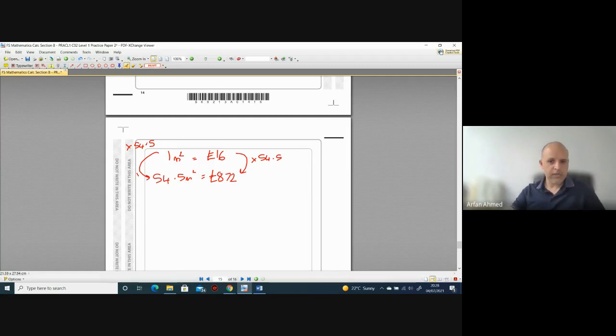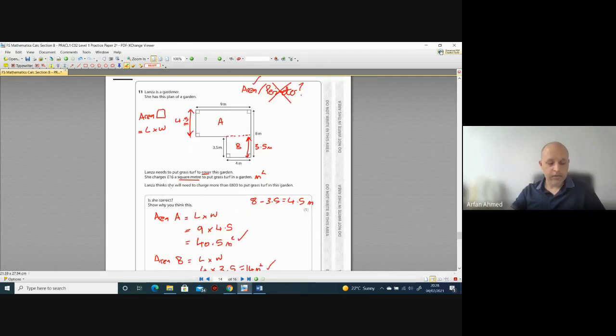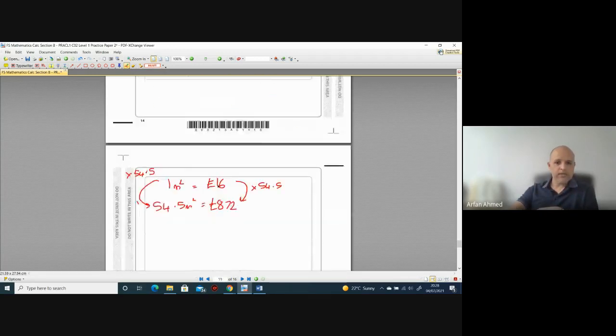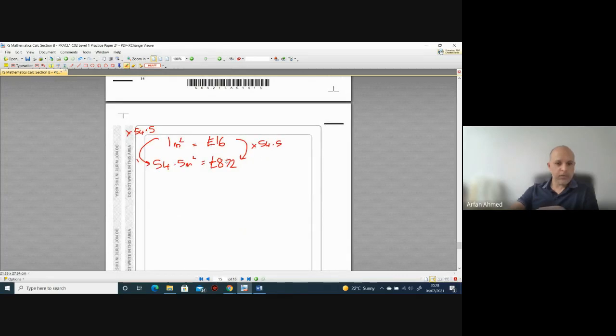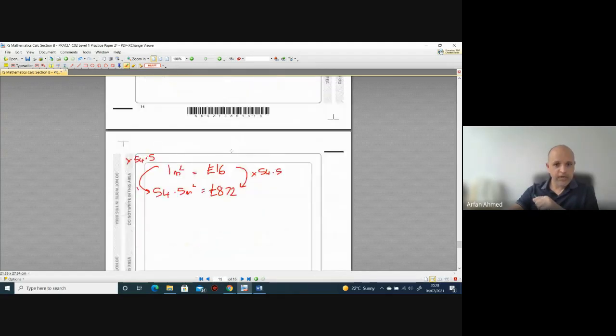Another clue as well, let's go back to the question. She thought it was going to be more than £800. If you get close to £800 or close to what they're talking about, you know you're on the right lines. If you get something silly like £2 or £2 million, if it's nowhere near what they're talking about, you know you've gone wrong somewhere. So that's another clue. We're pretty close to what they were talking about. She thinks she'll need to charge more than £800. Is she correct?